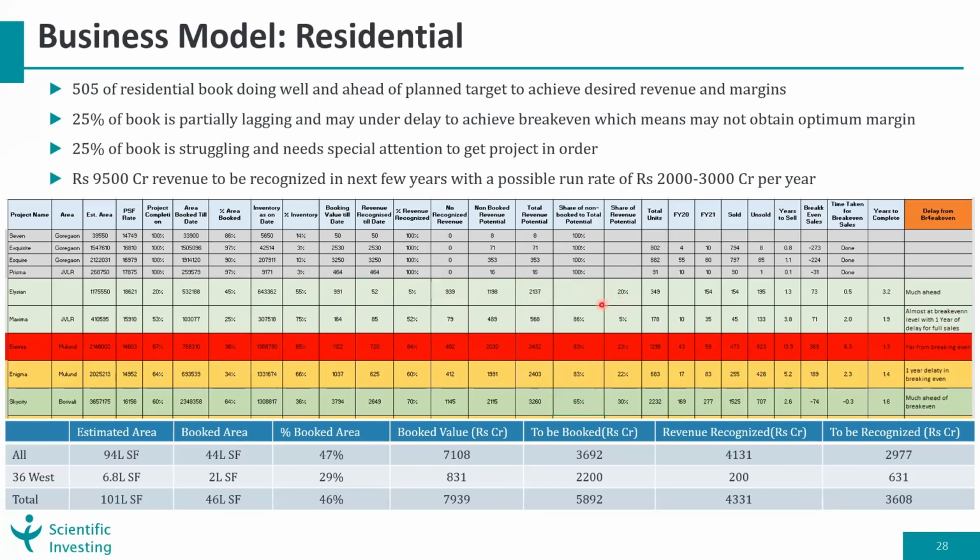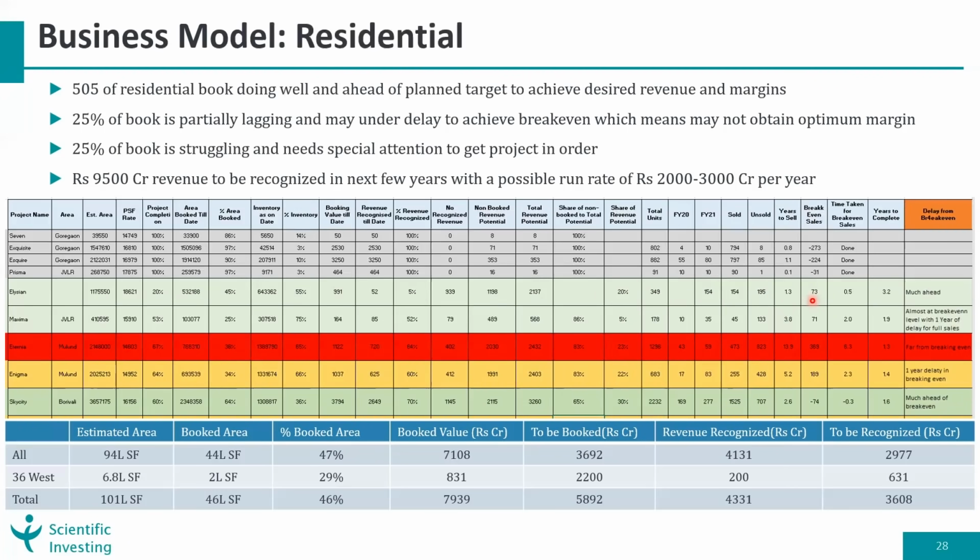And if you see the share of this project in total potential revenue of Oberoi in residential books, this is almost 1/5, which is significant. And totally they have 349 flats, and they started in FY21 and they almost sold 154 flats. Which means the annual run rate of selling flats is around 154, and they're left with 195 flats to sell, which means if they sell at the same run rate, within 1.3 years, they will be able to sell the whole project.